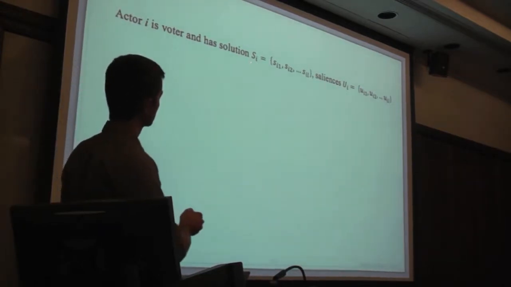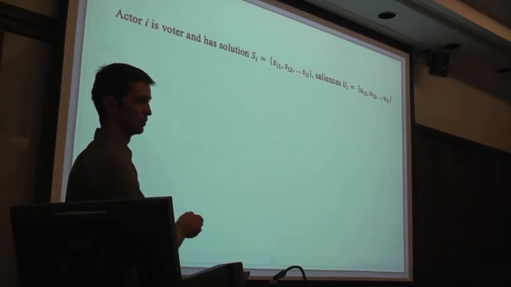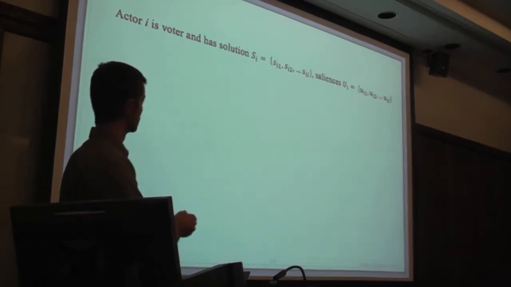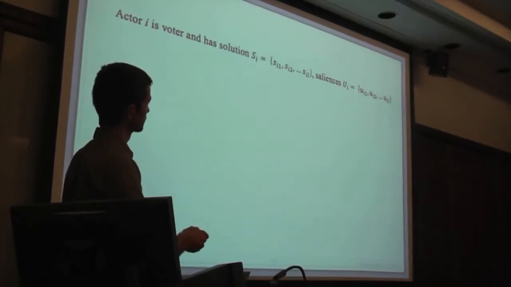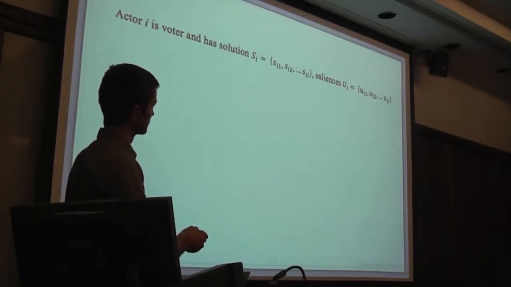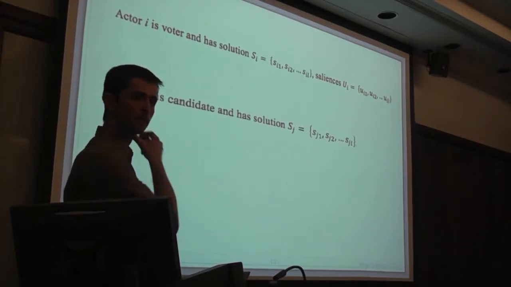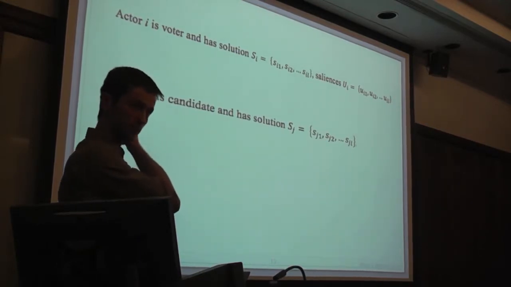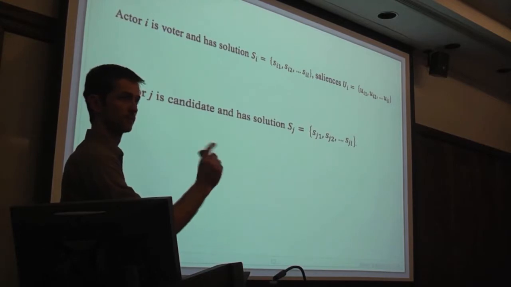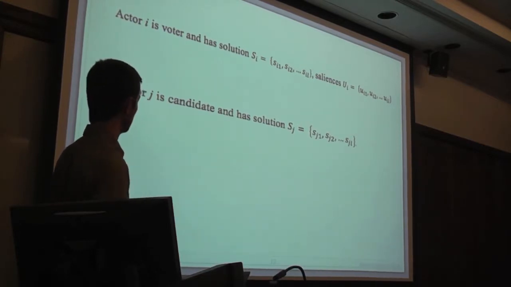Right here is an agent's preferred solution. That's where they are in that issue space. They also have the sense of urgency or salience, a sense of salience at each dimension. Yes, so rather than having a single salience score, we break it up by dimensions.